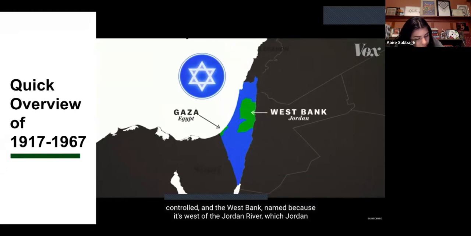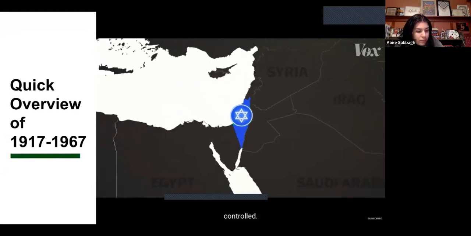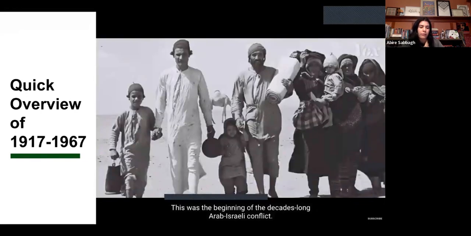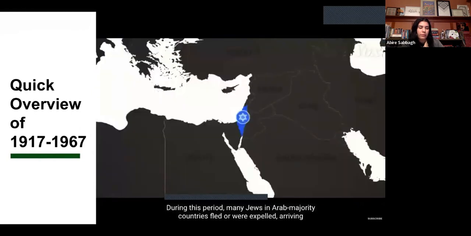This was the beginning of the decades-long Arab-Israeli conflict. During this period, many Jews in Arab-majority countries fled or were expelled, arriving in Israel. Then something happened that transformed the conflict.